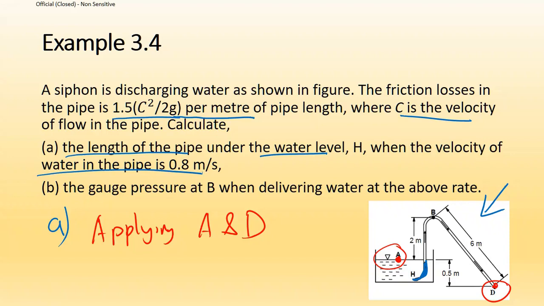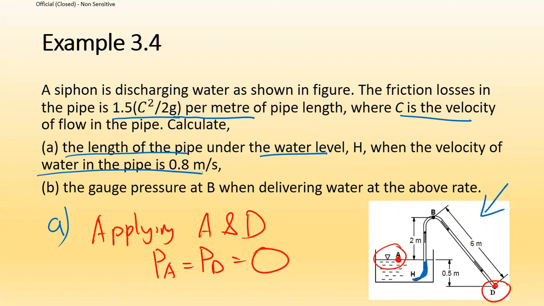All right, so if it is exposed to the atmosphere, it means that PA will equal PD will equal 0. The gauge pressure is considered 0. Bear in mind that when we apply all these equations, what we are using is actually the gauge pressure. So PA must equal PD must equal 0. That's why we will choose between A and D.